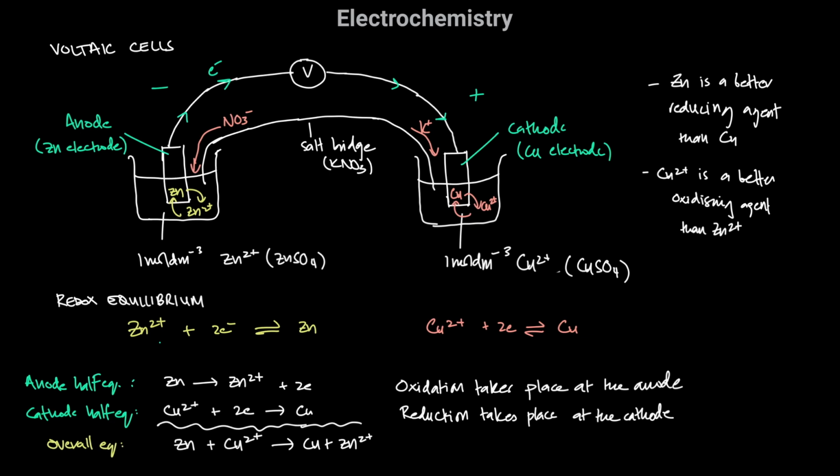So in this reaction, we can say zinc is the reducing agent and copper 2 plus is the oxidizing agent, right? Zinc is undergoing oxidation, it's a reducing agent, and copper 2 plus is undergoing reduction, so therefore it is the oxidizing agent.